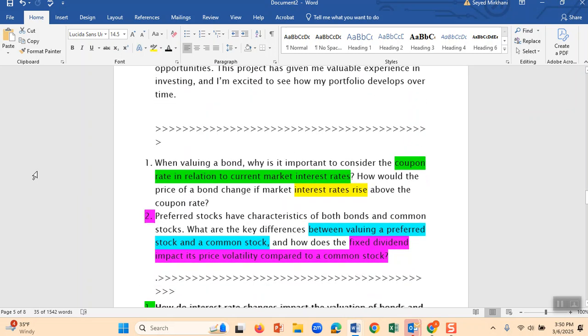This was posted by one of the students, and these are good questions. It says, when evaluating a bond, why is it important to consider the coupon payment in relation to interest rates? That's a very good question. I'll tell you. Coupon is what you get for sure. It's guaranteed. You bought a bond for $1,000. It is giving you, let's say, a 10% coupon. That means it gives you $100 every year.